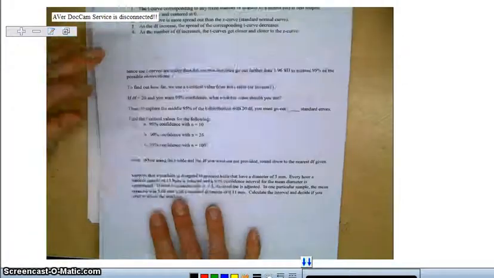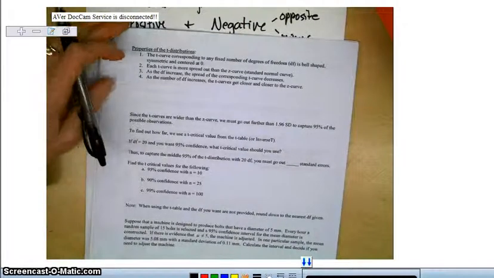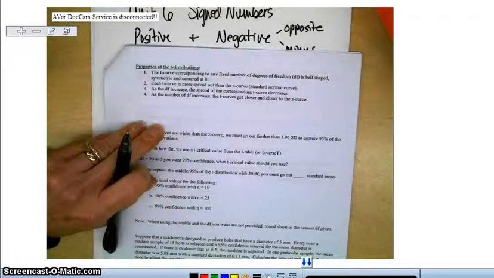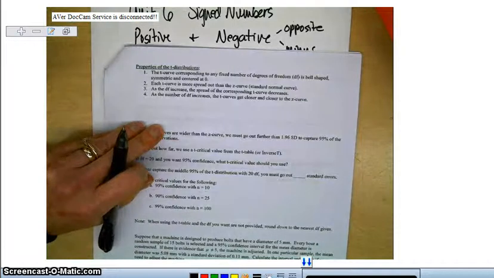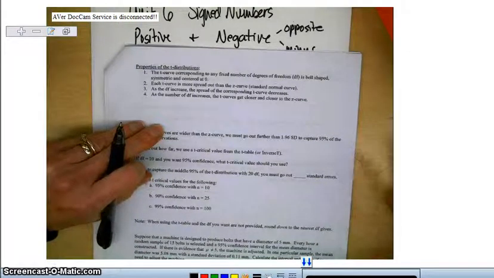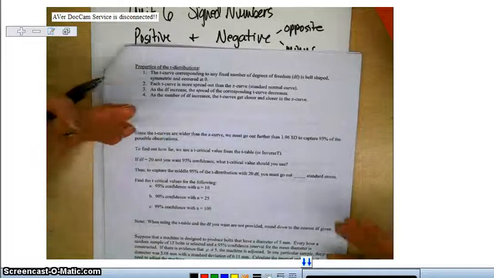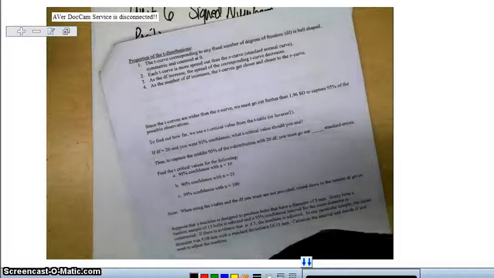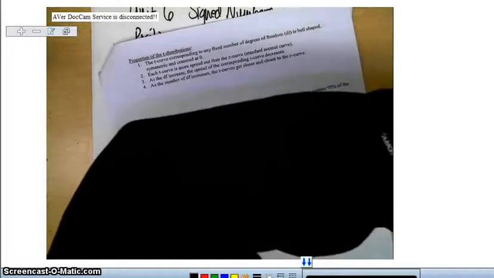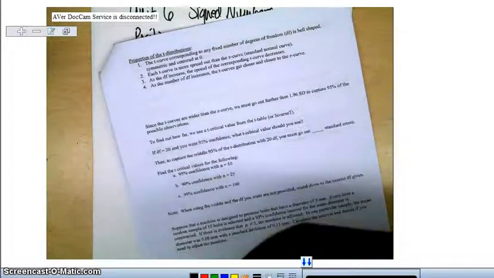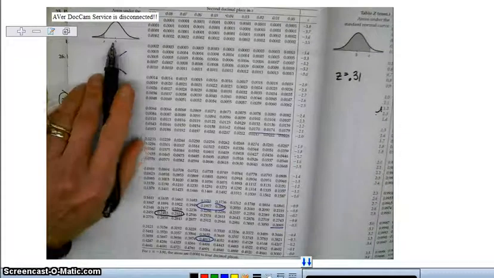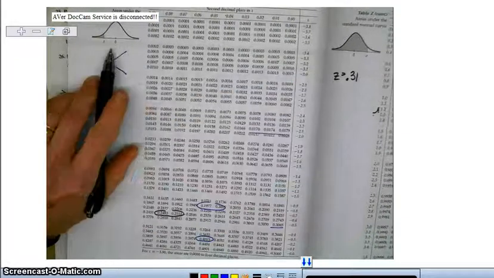So, all right. So, properties of the t distribution. The t curve corresponding to any fixed number of degrees of freedom is bell-shaped. So, the t distribution is a lot more complicated than the z distribution because there's two variables, and it has to do with degrees of freedom. So, if you look in the back of your textbook, you've got the tables in the back, the random number tables, and then you have your z tables. Here's your z tables on these two pages. And I just want you to notice the pictures. These are the pictures of the normal curve, right?